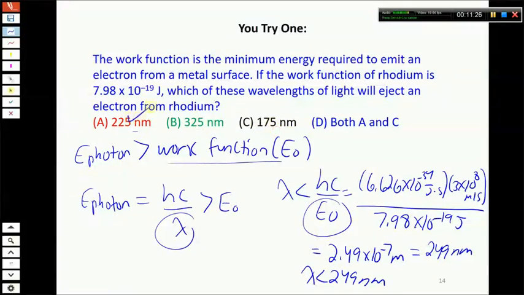So this one would work. It's smaller than 249. That one would work. So the correct answer would be both A and C. All right, so I went through that quickly, but I do encourage you to try it on your own. Make sure you understand the implications behind that. But one thing that people commonly forget is this inverse relationship between energy and wavelength. So if the energy must be larger than some certain value, the wavelength then must be smaller than the corresponding wavelength. Okay.